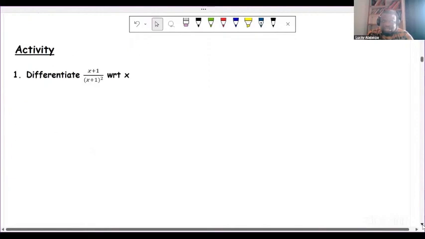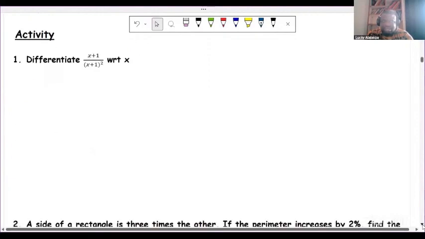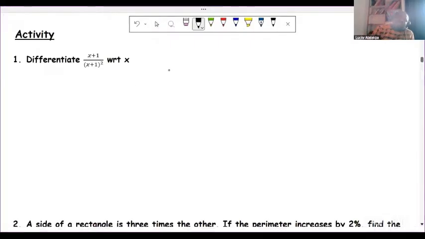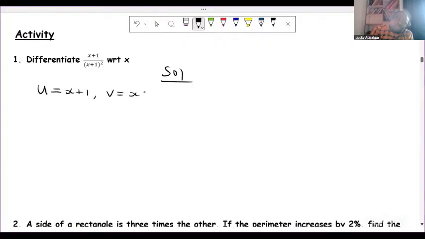Now, this is an activity for you to attempt. For the sake of time, I will not be doing this in the live class, but remember that you use your quotient rule. You make your u to be x plus 1 and your v to be (x plus 1) squared. So if you differentiate u with respect to x, you'll get 1.